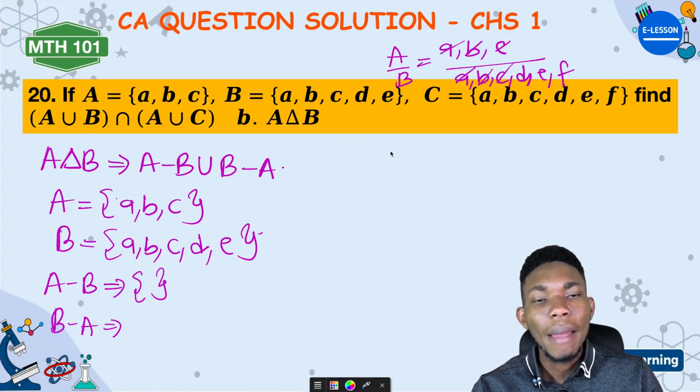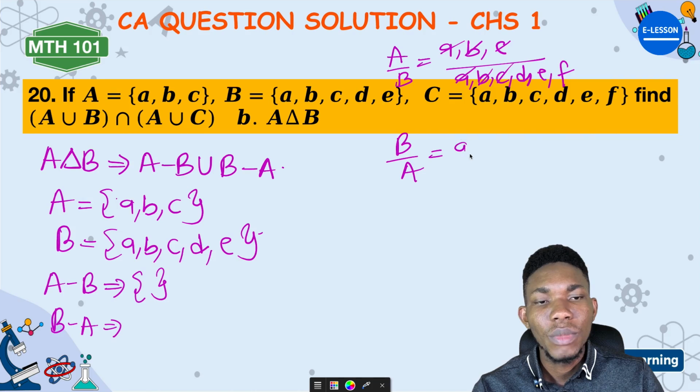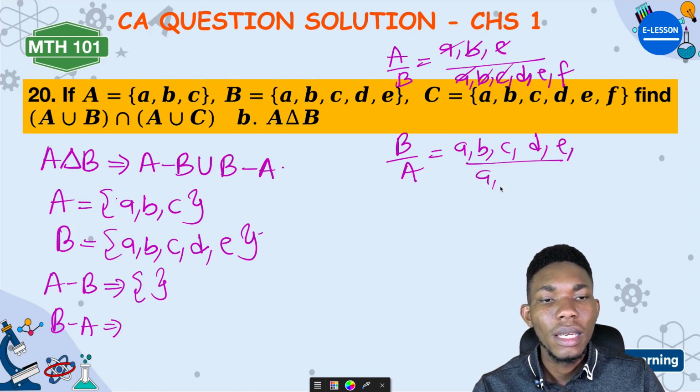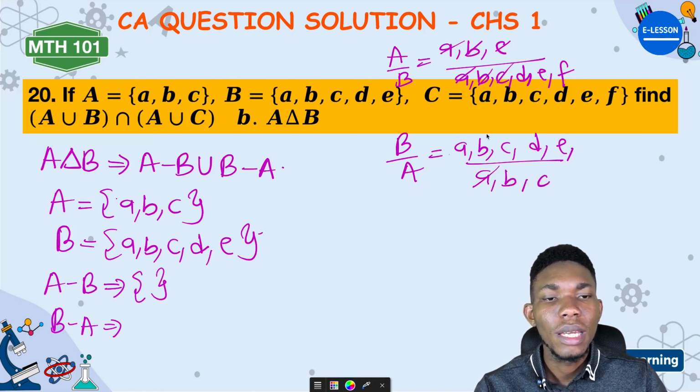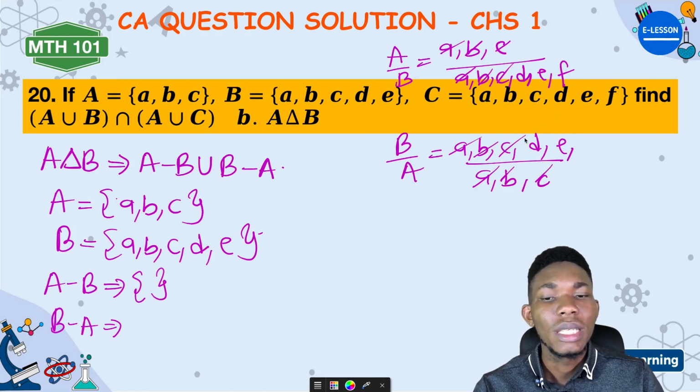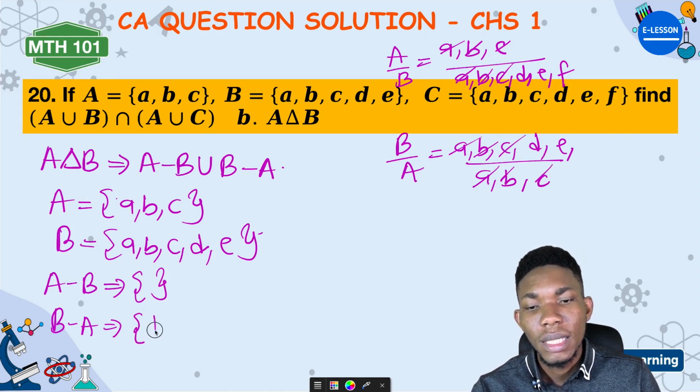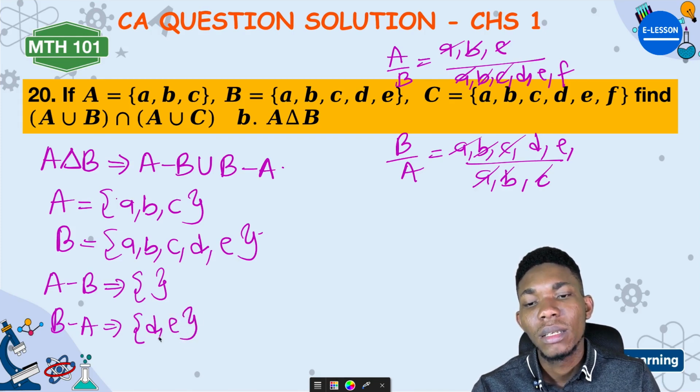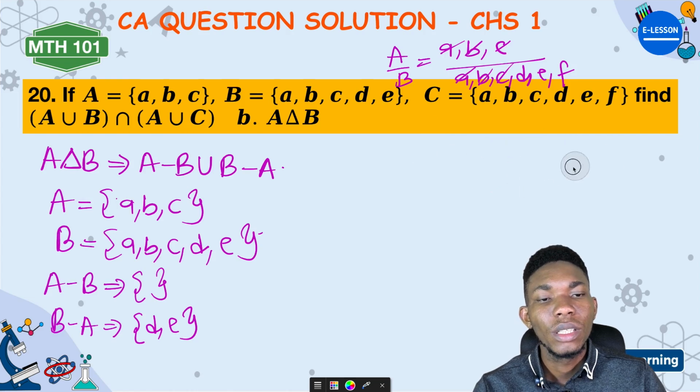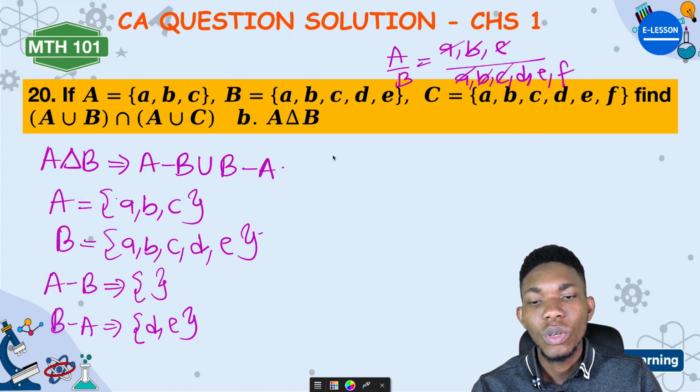Is that okay? Now B over A means write everything in B, A, B, C, D, E, then everything in A, B, C. Cancel A, cancel B, cancel C. What we are left with on top is the answer. So what are we left with here? D, comma, E.